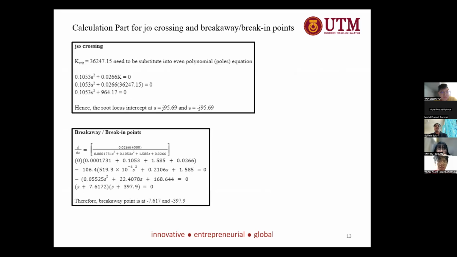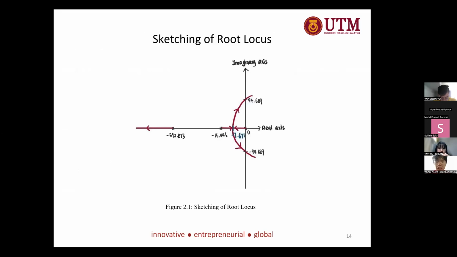Next, let's look at the JW crossing. Substituting the value of K into the equation, we obtain plus minus J 95.69. This value represents the JW crossing, the so-called y-axis crossing. And also we have to find the BAP or BIP points, and by differentiating these equations, we get negative 7.6 and negative 397. So we are going to choose between these two values and see which value is the most suitable one. So let's sketch the root locus.